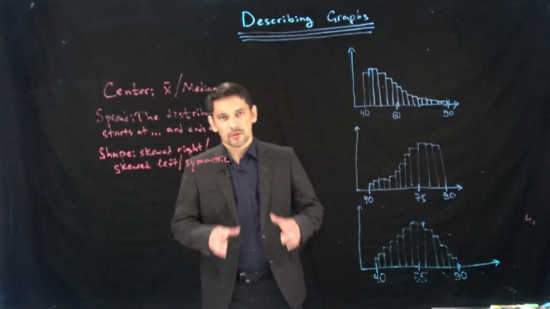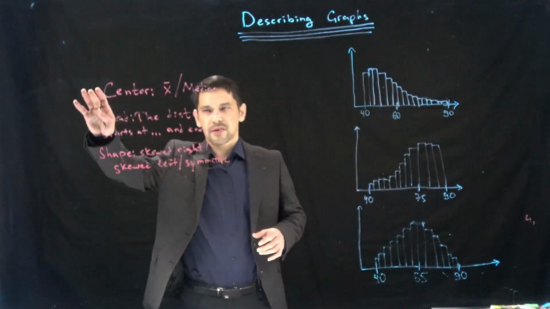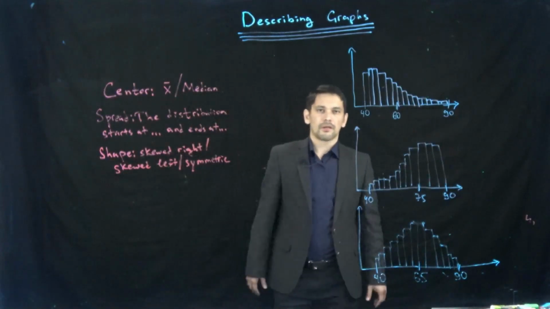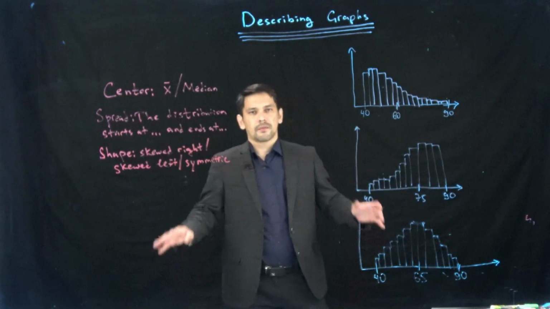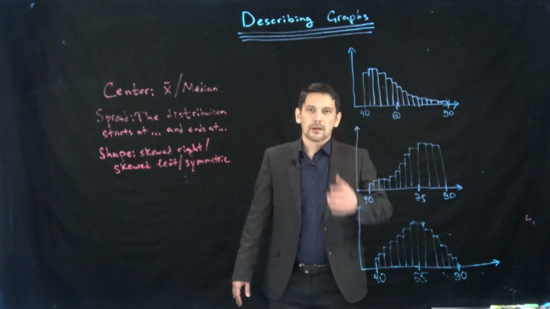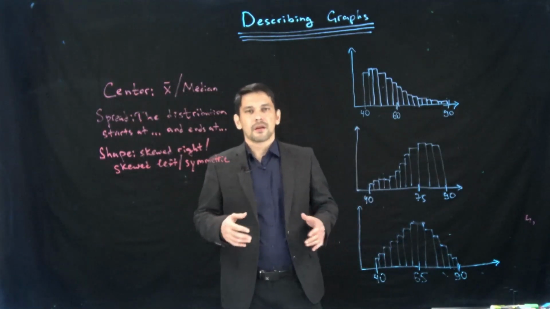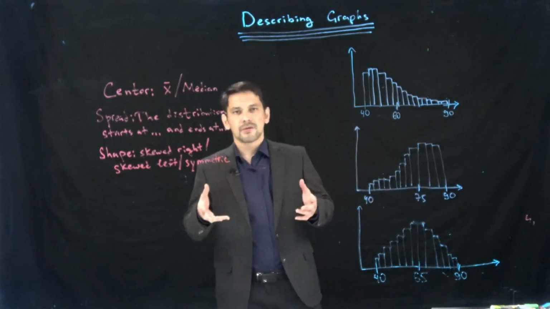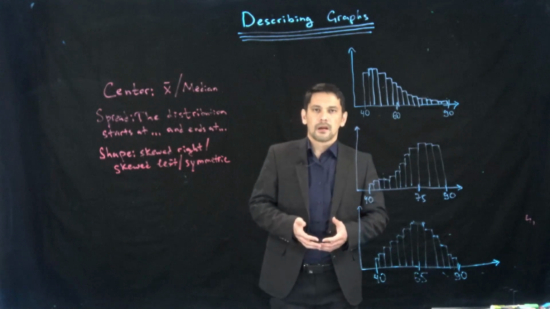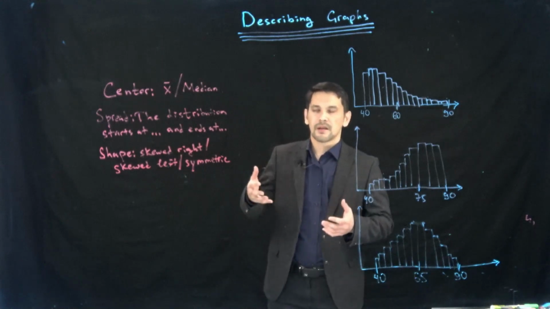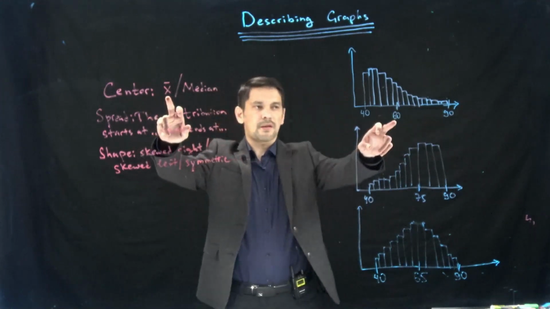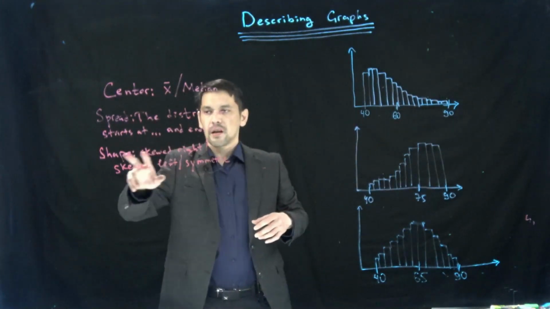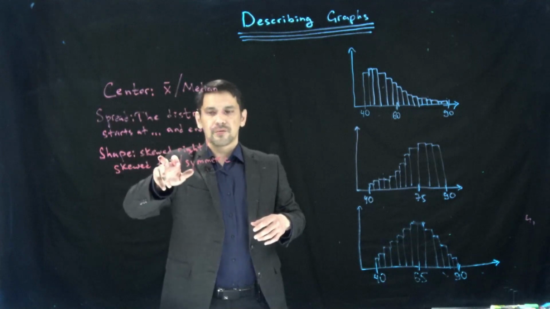Hey guys, in this video I want to explain why you have to focus on the center, spread, and shape when describing a certain graph. I'll give you a very small example. Let's say I got 50 students in my class, and they all had an exam on statistics, and the next day the dean of the faculty calls me and says, hey, how did your students do on the exam? And let's imagine that I said, well, the average score is 60. The distribution starts at 40 and ends at 90, and the shape of the distribution is skewed right.